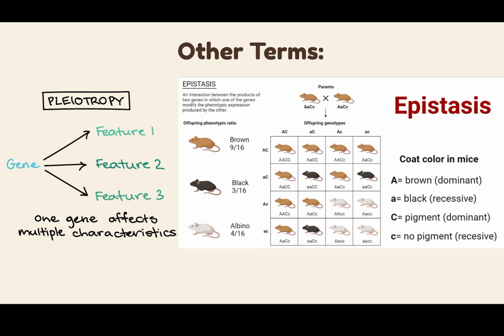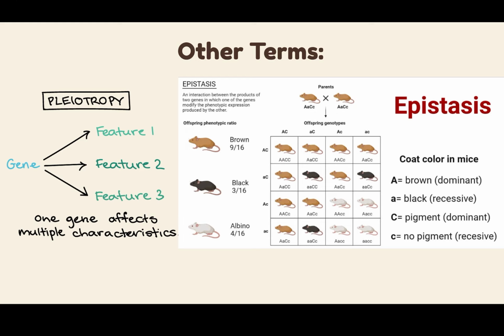Some other terms are pleiotropy, which is when one gene has multiple effects on phenotype. An example of this would be sickle cell anemia, because the beta globin gene has a mutation. This can lead to pleiotropy with the eyes, liver, and heart. It can lead to blindness, liver failure, and it can also lead to a heart attack.